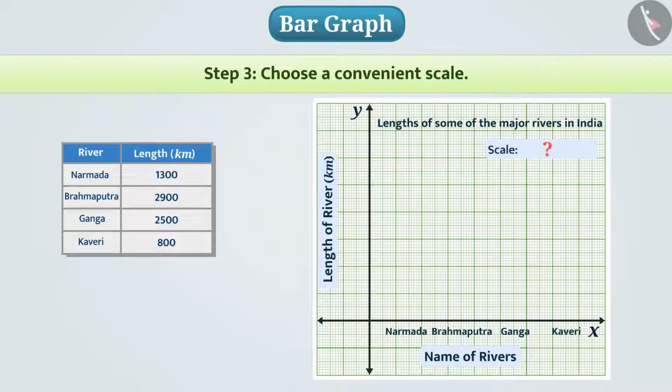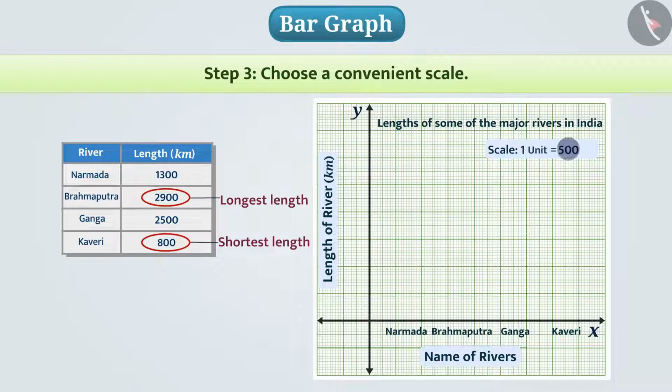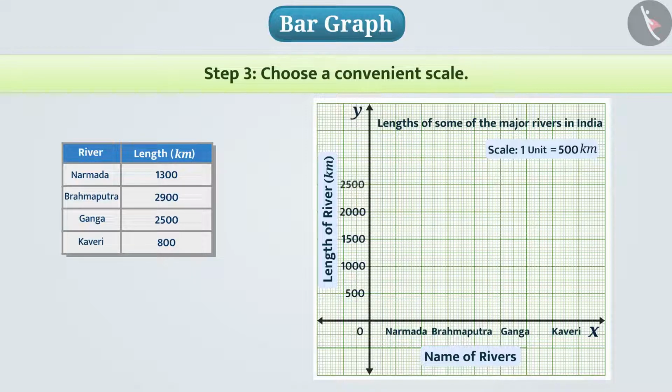Can you tell which convenient scale shall be taken to show the length of the river? Think. Let me tell you, the longest length here is 2900 kilometers and the shortest length is 800 kilometers. In order to represent both correctly, we can take a convenient scale in this way. We can take 1 unit is equal to 500 kilometers. We will show numbers on the y-axis according to the scale.